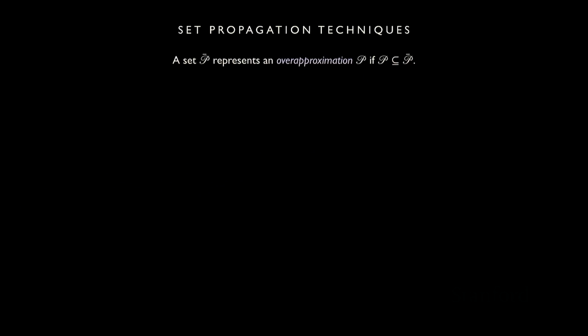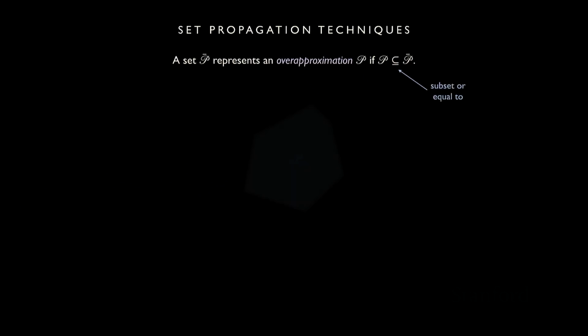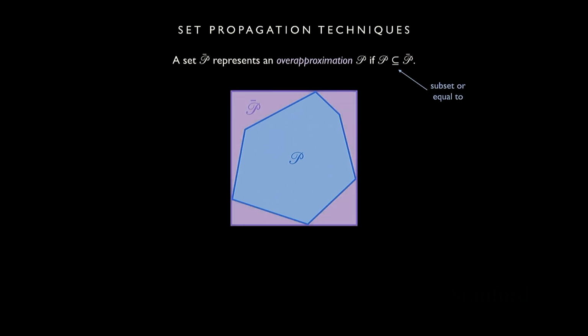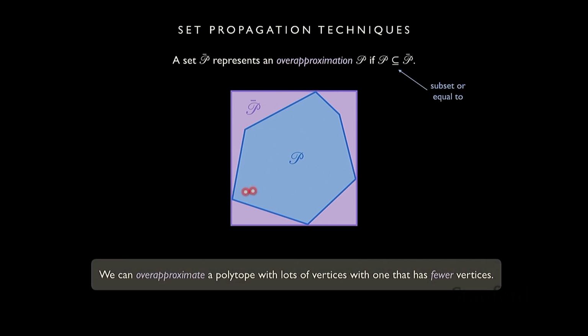Basically we said an over-approximation is just a set. Here's the set that we want to over-approximate. An over-approximation is just a set that is guaranteed to contain the set that we were trying to over-approximate. We typically represent these over-approximate sets by putting a bar on top of them. The idea was that if we have a set that has lots and lots of vertices, then we could over-approximate it with a set that has fewer vertices, and then we have fewer vertices to keep track of.